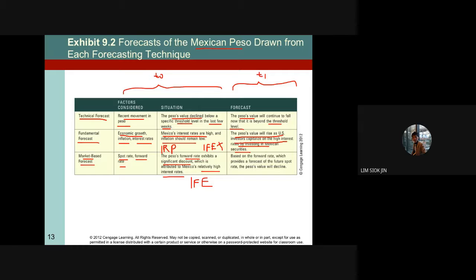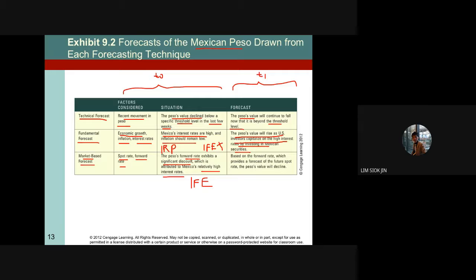Why? Because they say that currently this is the exchange rate, but in the future it will be a discount. Means peso will become cheaper and cheaper and cheaper. Means the value depreciates.